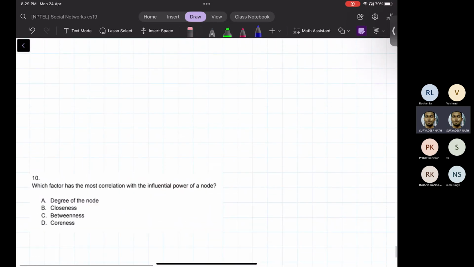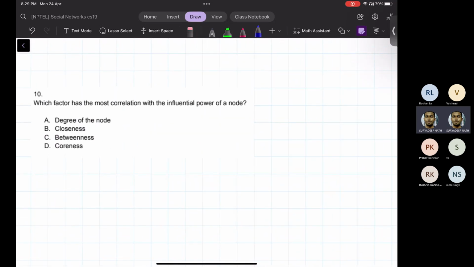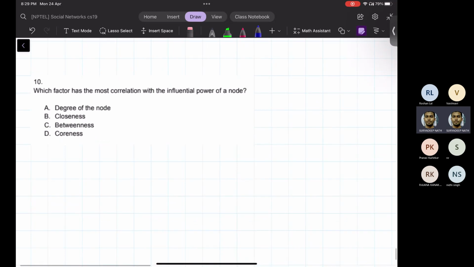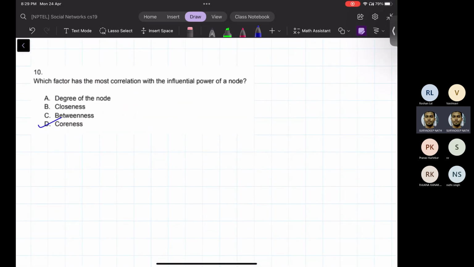Okay, we have one more question. Which factor has the most correlation with influential power of a node? It is seen that coreness of a node has the highest correlation with influential power of a node. So that was all the discussion that we had.